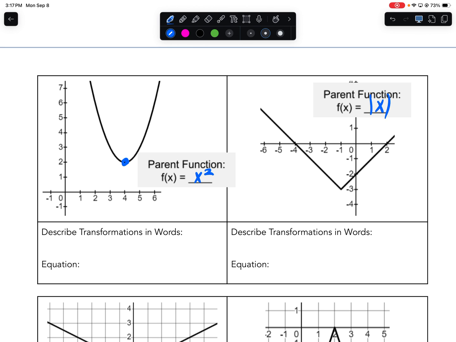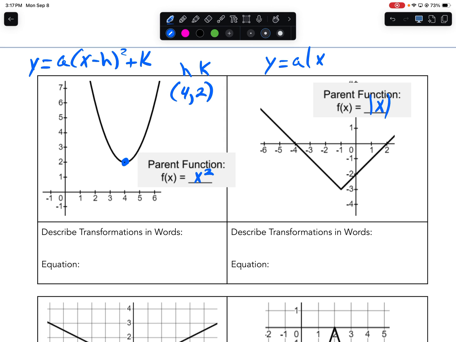Where is this vertex right here? 4 comma 2. So 4 is the h, 2 is the k. If we think about our equation, I'm going to write the equation with absolute value bars over here, just so you can see how similar they are. Right, again, it's always opposite sign in the bars or in the parentheses. Same sign always outside of the parentheses. So it moves 4, 2.